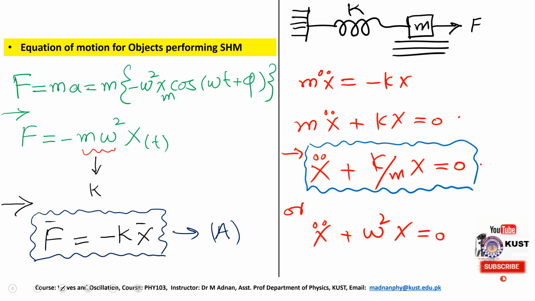In order to obtain the equation of motion for objects performing simple harmonic motion, we can write F is equal to ma. Substituting the value of a from the previous slide, defining this constant k here, and replacing this factor xm cos of omega t plus phi by x of t, we can obtain the linear restoring force.